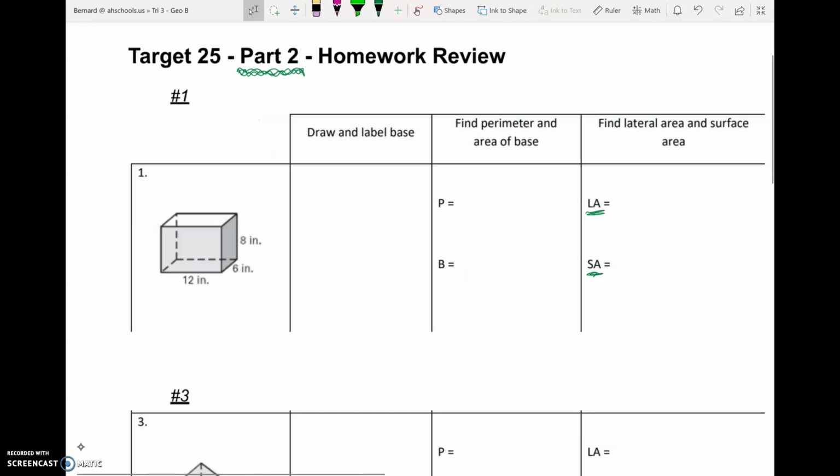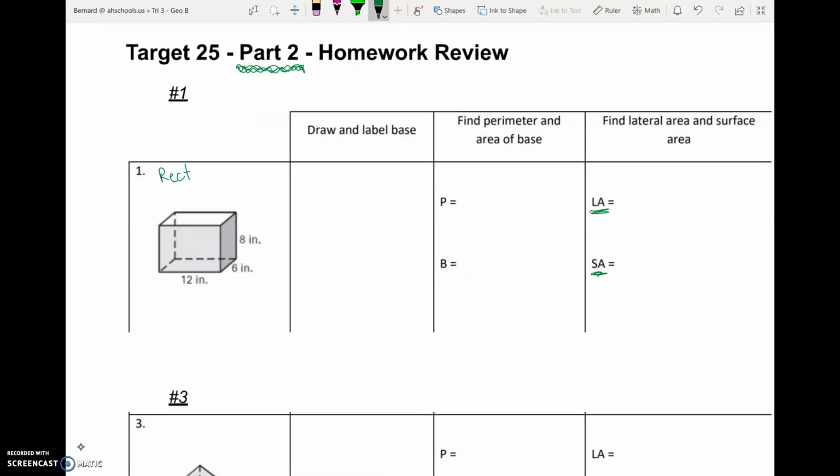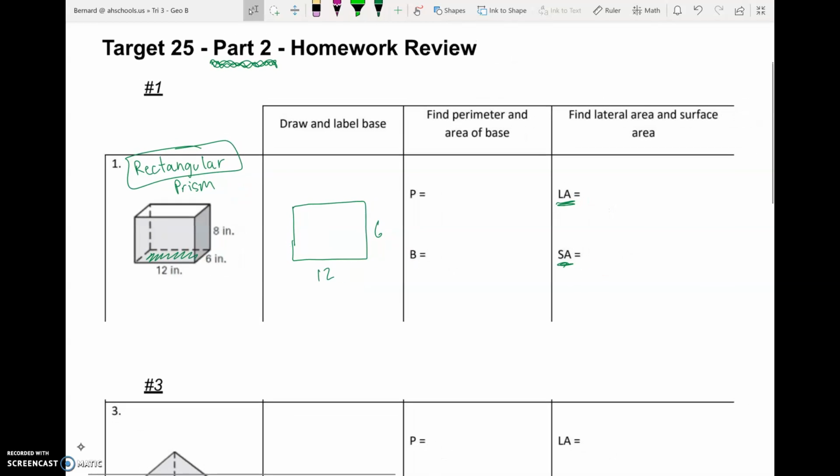So here we go. On our first one, this is a rectangular prism, which means the base is a rectangle. And so I'm going to consider the bottom to be the base. And so I'm going to draw a rectangle here, and it says draw and label. So bottom is 12, right side is 6. And then just like in every rectangle, bottom and top are the same. So this will be 12, and right and left are the same. So that'll be 6, which is nice because the perimeter of the base would then just be 12 plus 6 plus 12 plus 6. And when we add all those together, we get 36 inches for perimeter.